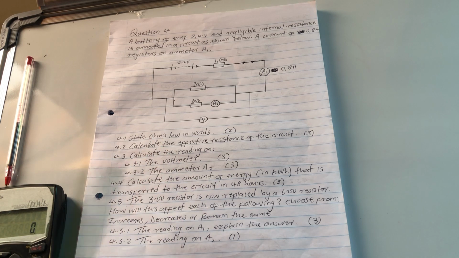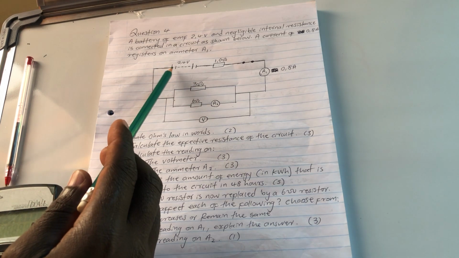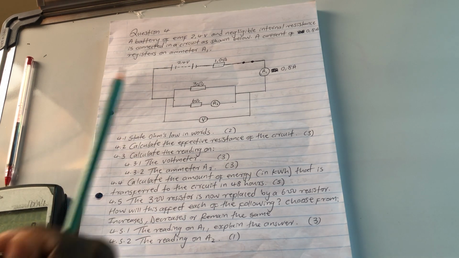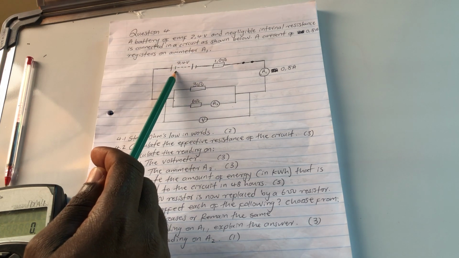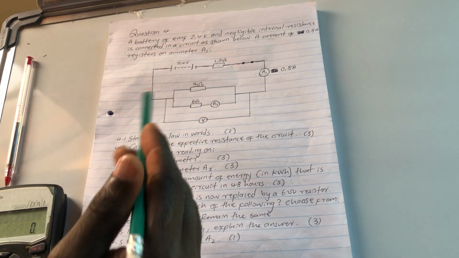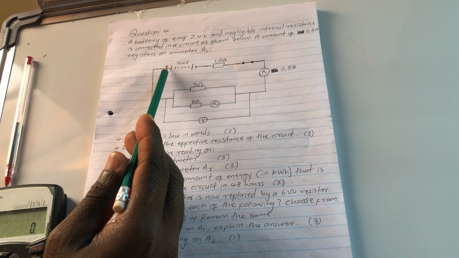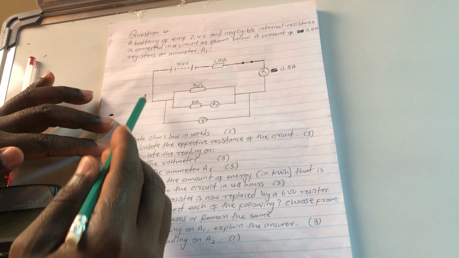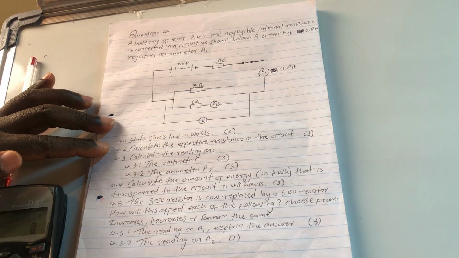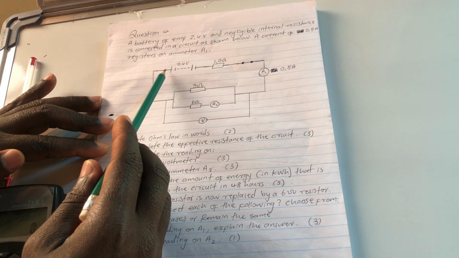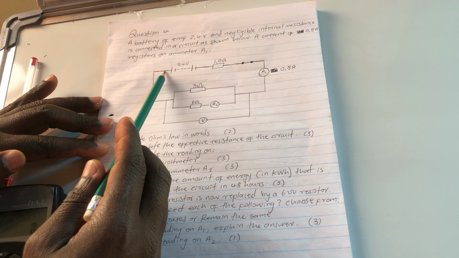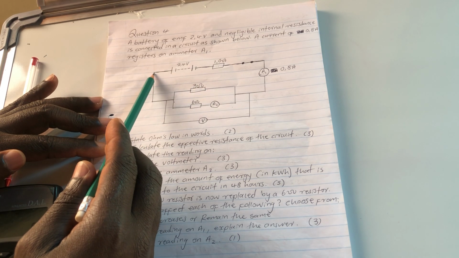Before answering all these questions, as I said yesterday, one must first analyze the diagram, especially looking at how the current is moving. Positive, negative, positive, negative. The current is moving from positive to negative. This current is leaving the power source. We don't know the value of the current.